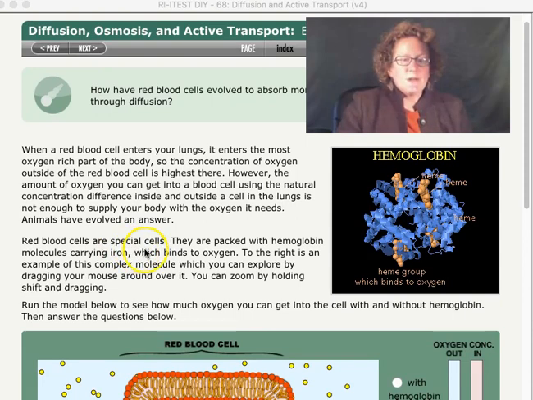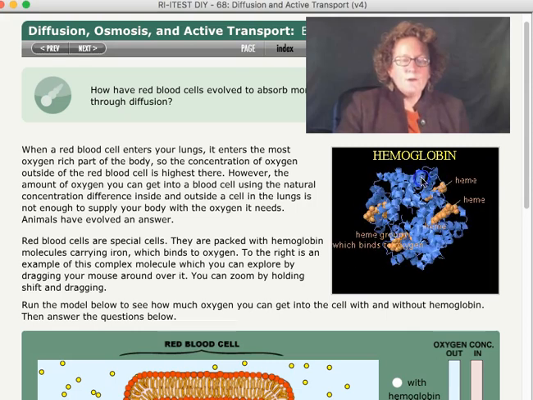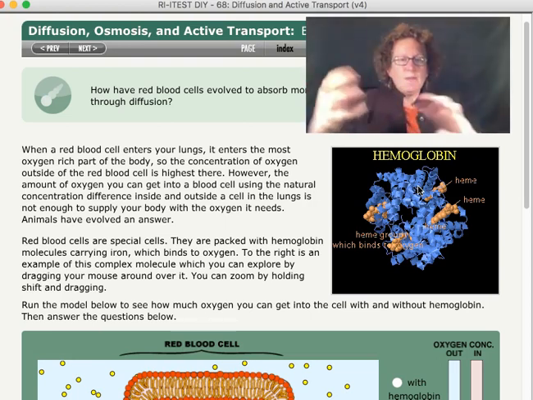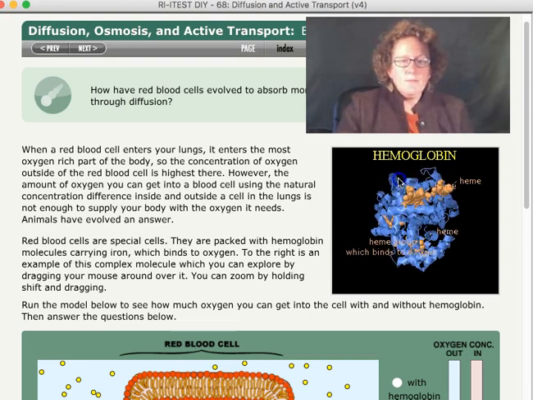Red blood cells are special. They're packed with hemoglobin. Here's the hemoglobin molecule. It is made out of 4 subsections of amino acids that are strung together, take shape, and then come together, these 4 parts, to make a hemoglobin molecule. And they all carry a heme group, which has iron in it, and it hangs on to the oxygen more tightly than the cell would with just diffusion.